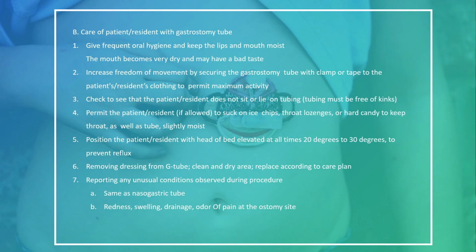Permit the patient or resident, if allowed, to suck on ice chips, throat lozenges, or hard candy to keep their throat, as well as the tube, slightly moist. Position the patient or resident with head of bed elevated at all times, 20 degrees to 30 degrees, to prevent reflux. Removing dressing from the G-tube, clean and dry the area, replace according to the care plan.